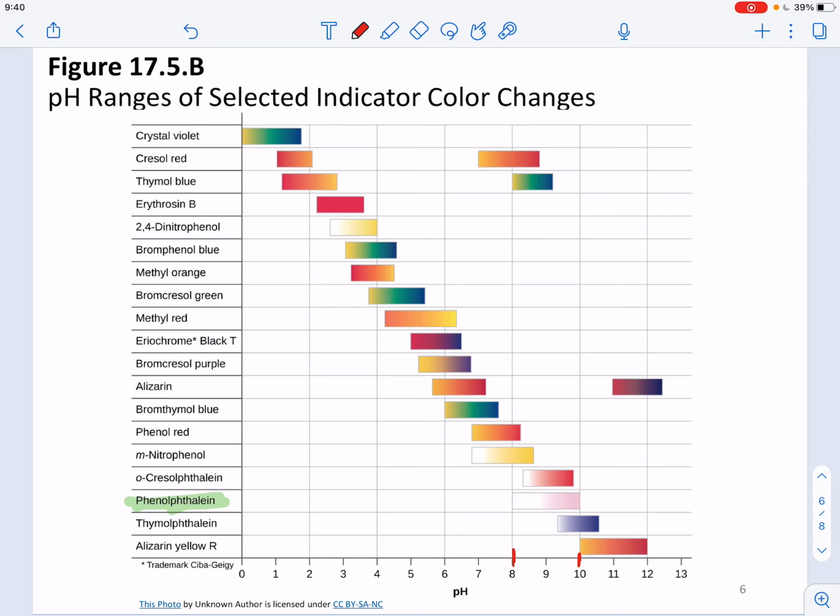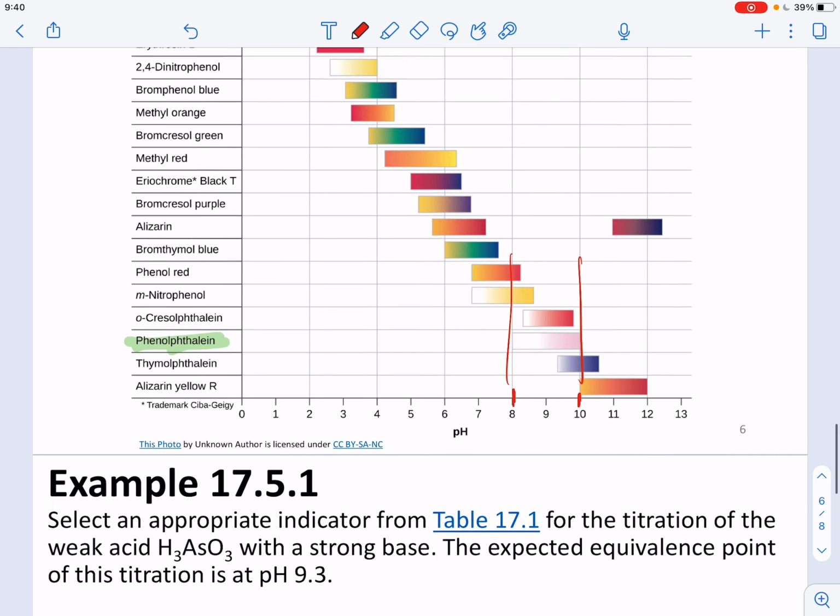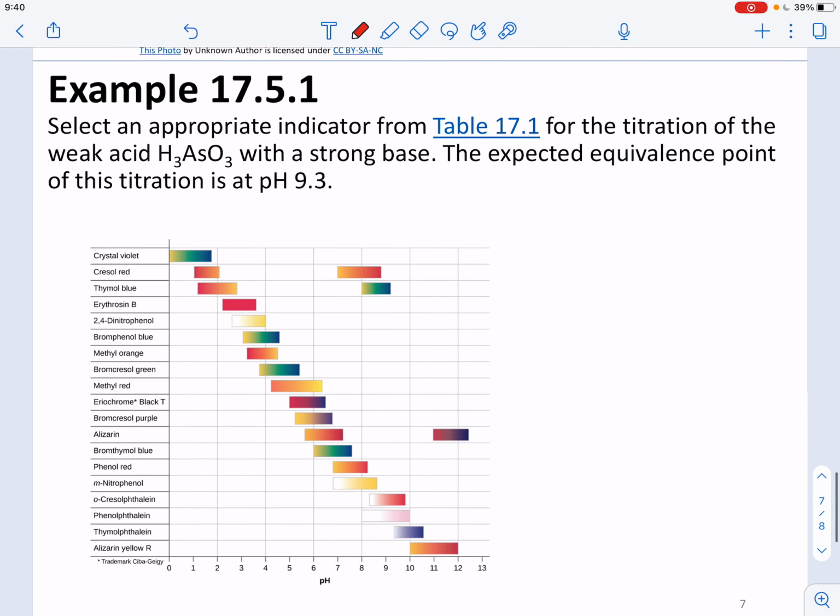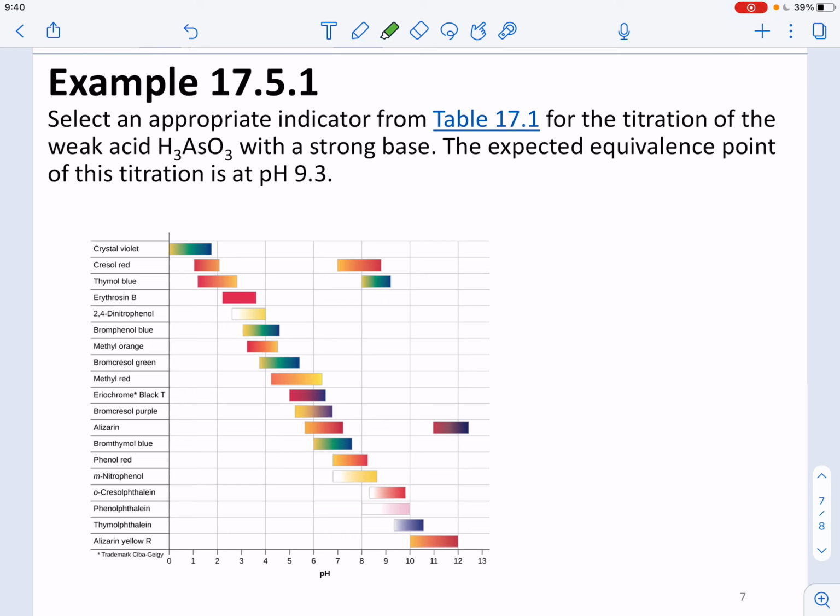Does that mean it's the only one that you can use? Well, no, you can use anything that falls in this region. Basically, you can use it as an indicator as long as that change in color happens in that region. Okay, so what if we have something different? What if we have this particular acid, and titration of that acid means that you reach an equivalence point that is around 9.3.